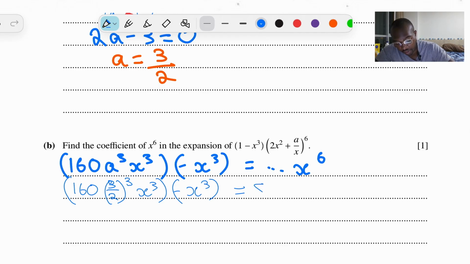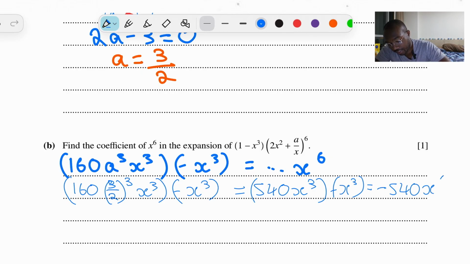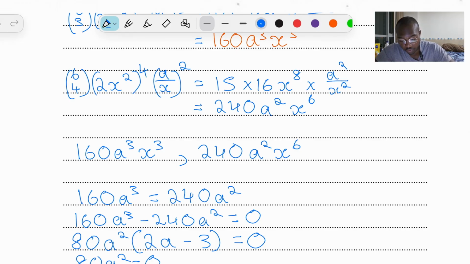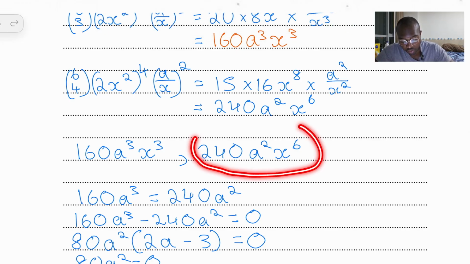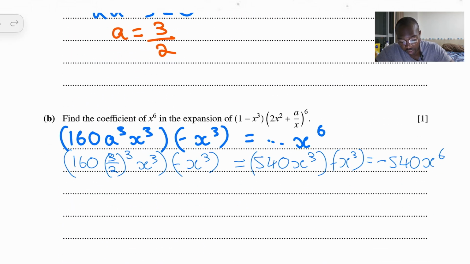So we get 540x cubed, and then we times that by the minus x cubed, and that will give us minus 540x to the 6. So that's one of our values for the x to the 6. The other one would be this 240 here. We know this would also bring that because we also need to times by 1.